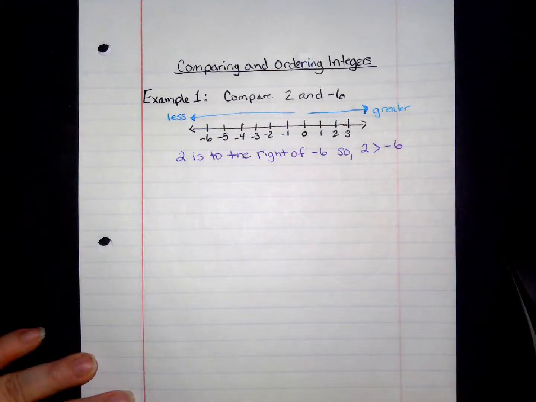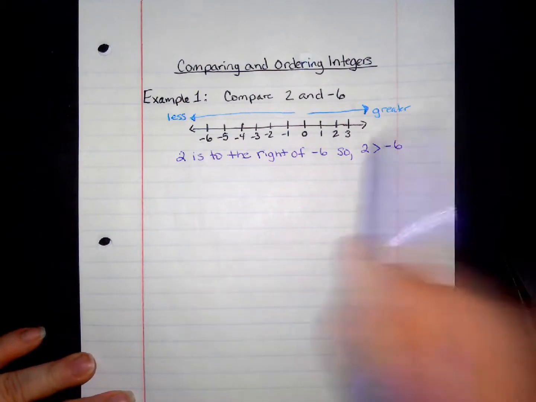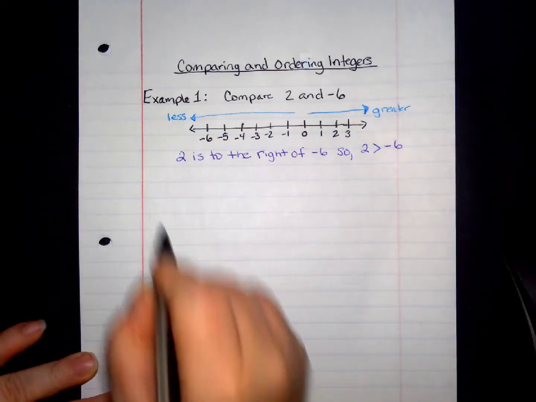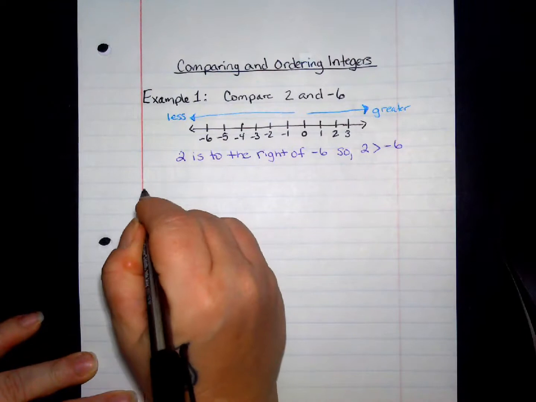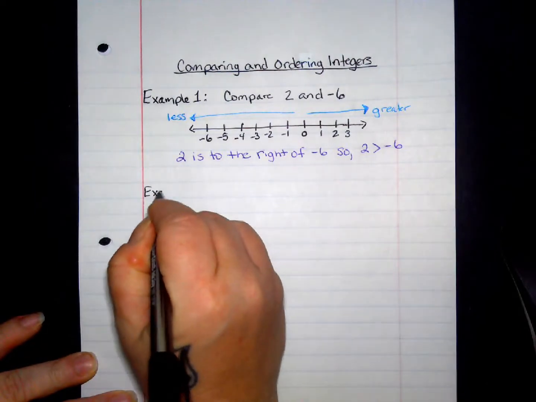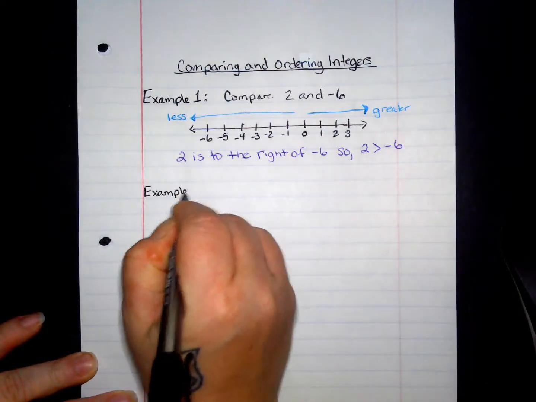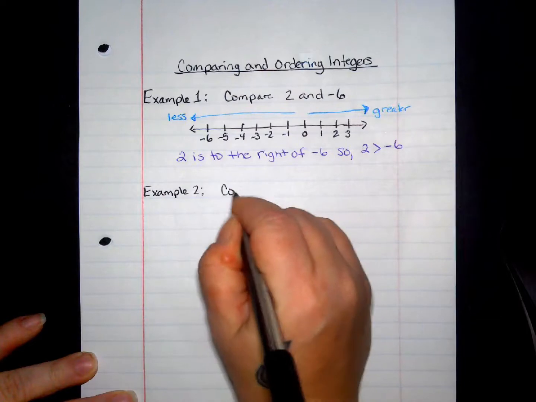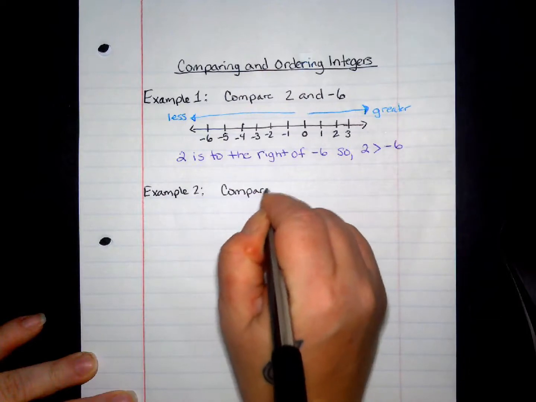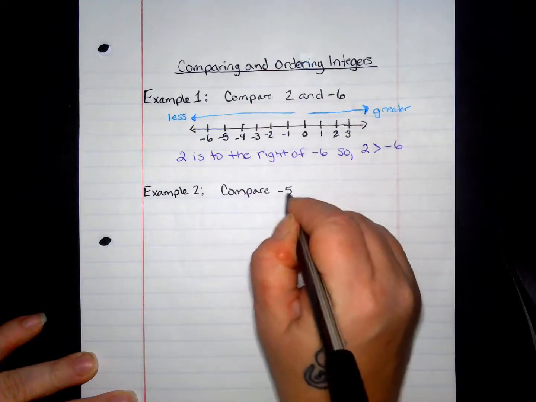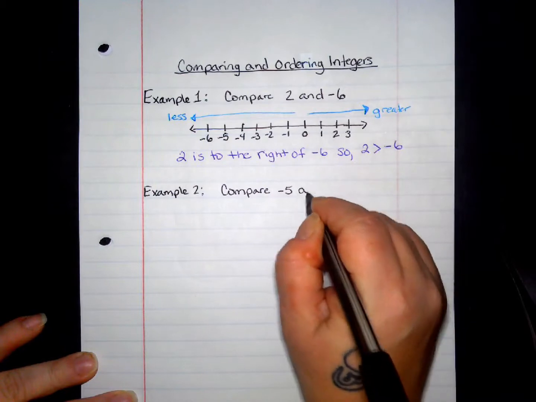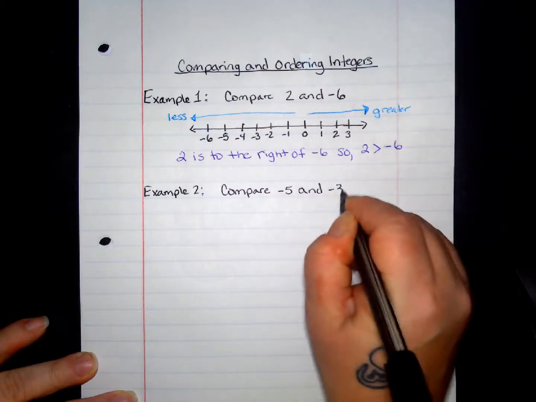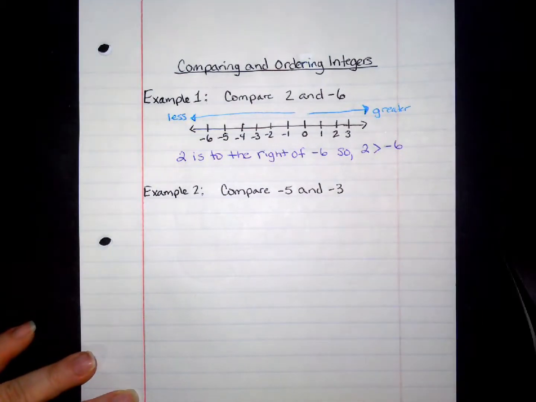Okay, so this is a horizontal line. Let's look at a vertical number line because we can do a vertical number line too. So for example, we're going to compare -5 and -3. All right.